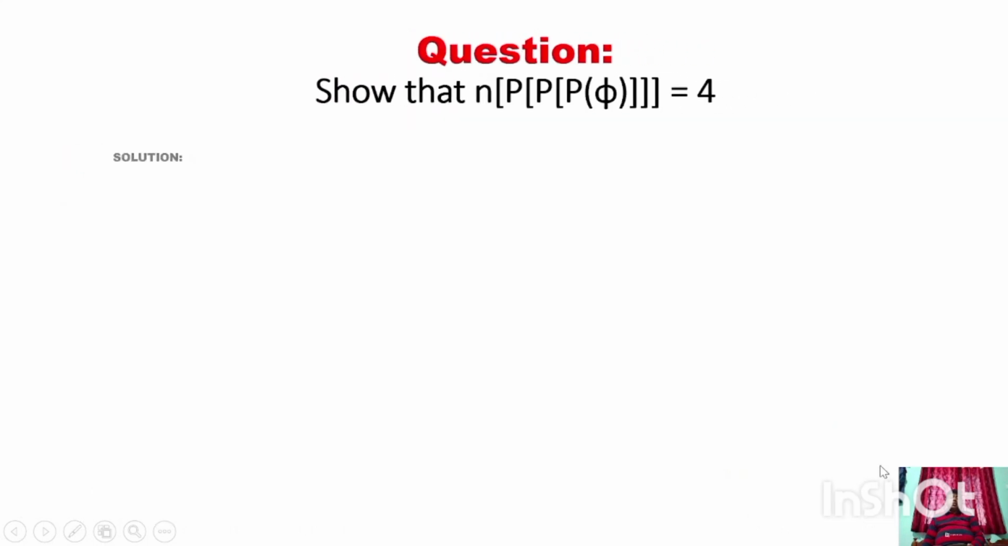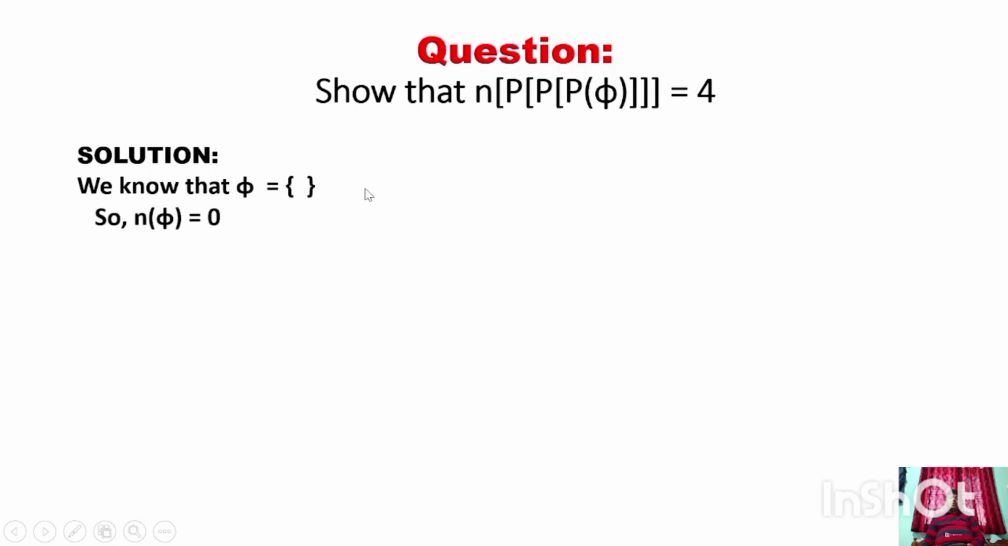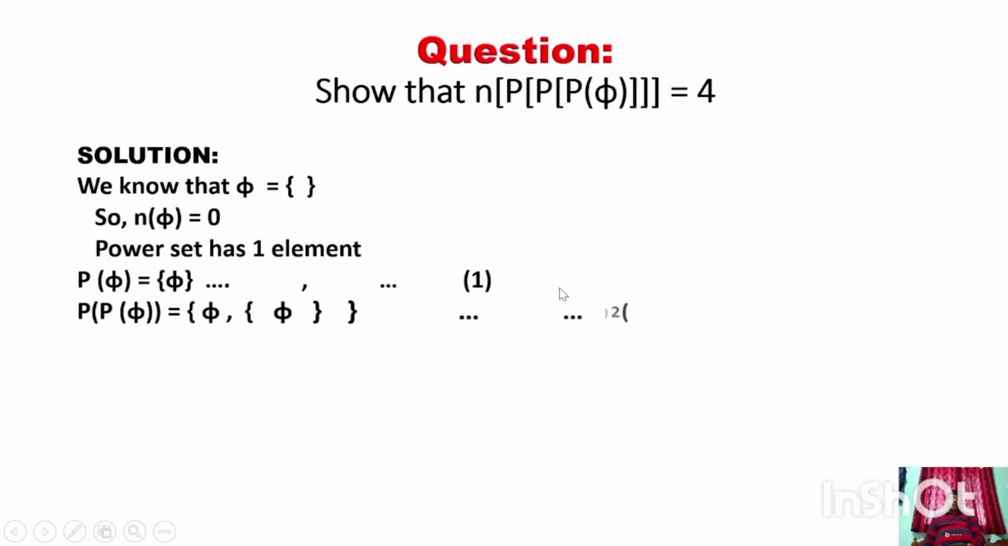Here is another very interesting and vital question: n(P(P(P(phi)))) is equal to 4. The number of elements of the power set of the power set of the power set of the phi set is 4. How? We know that the phi set has no element. The number of elements in the phi set is 0. So the power set has one element, which is P(phi). P(phi) is {phi}, which is an element of the set.